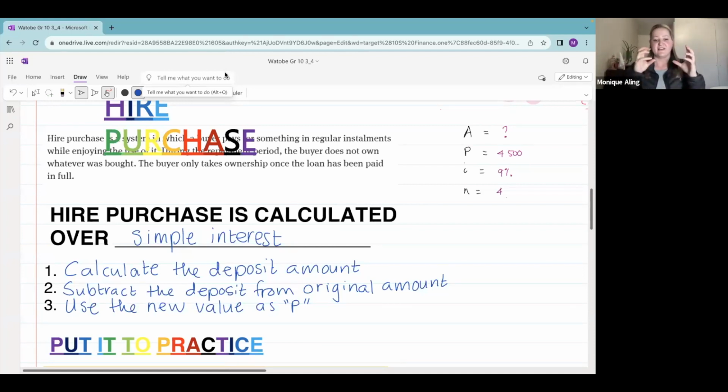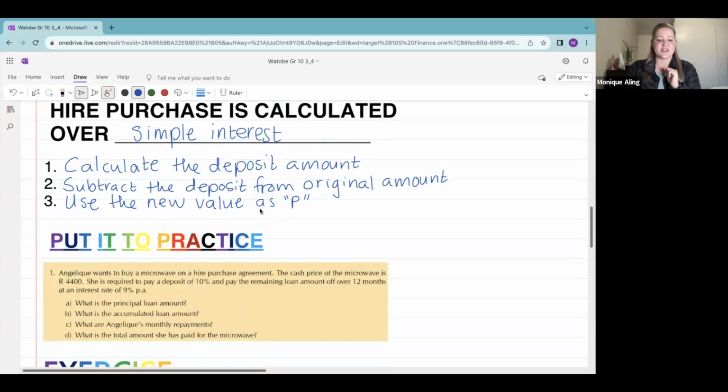It's just, what is the total amount now owed? Because they're paying off in 12 months, this is how much they owe. But if they pay off in 24 months, this is how much they're going to owe. So we're going to see it in practice now. I know I've said a whole lot there. So let's see how it works.